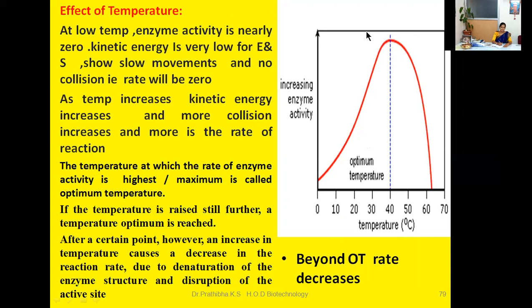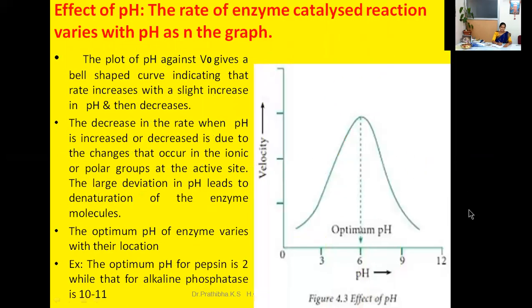Once past the optimal temperature, the rate of enzyme activity, which is highest at the optimum temperature, shows the decreasing curve here. It means beyond the optimum temperature, the rate decreases.